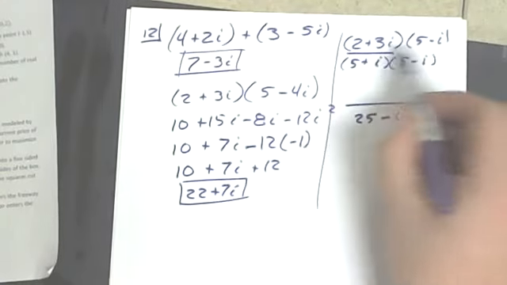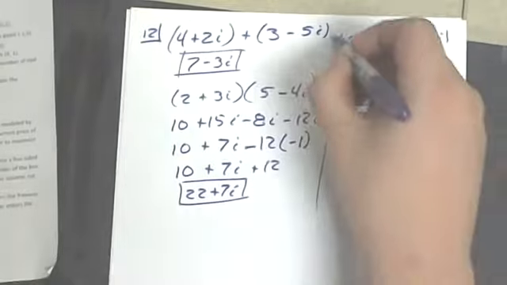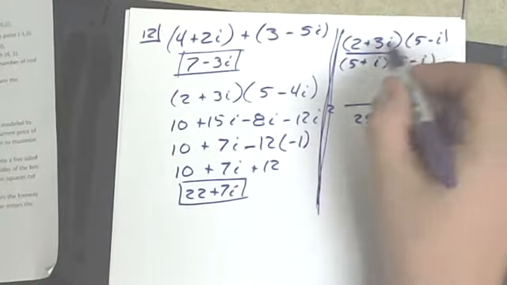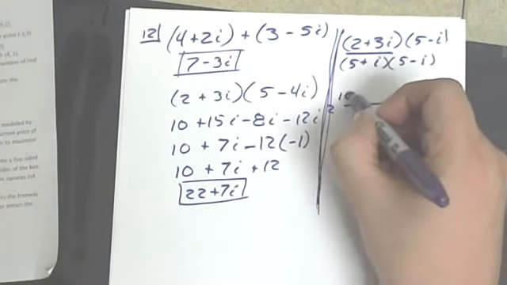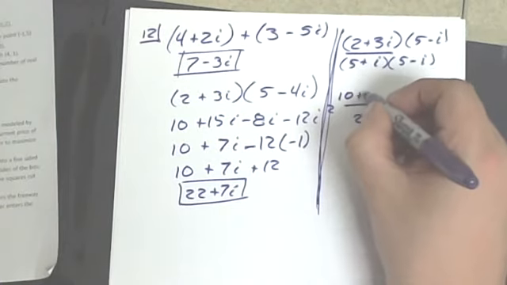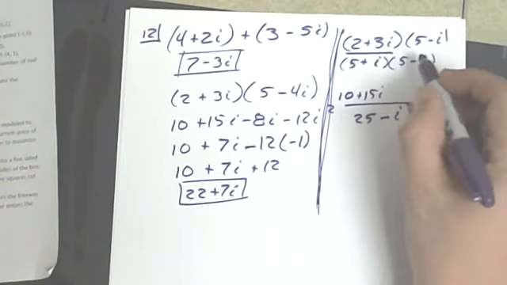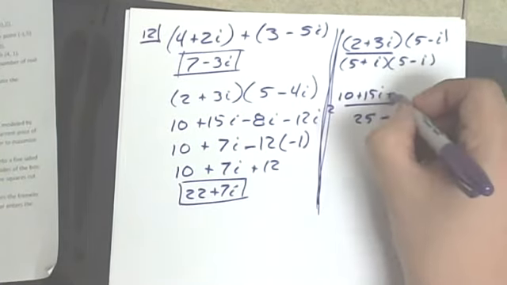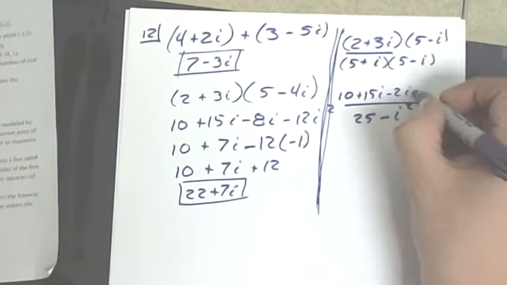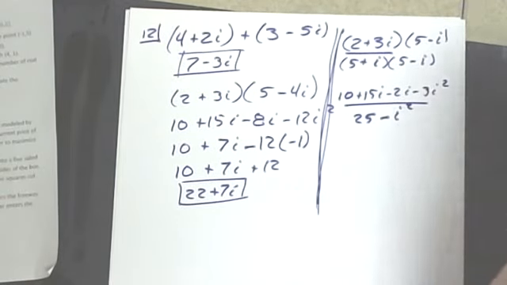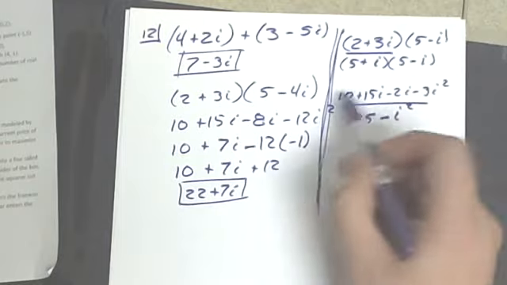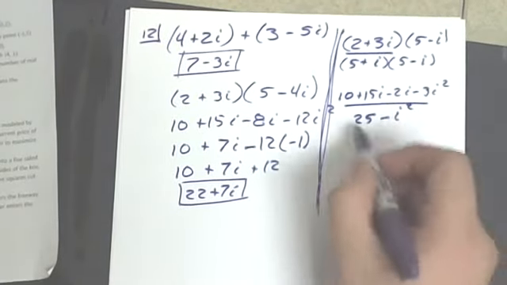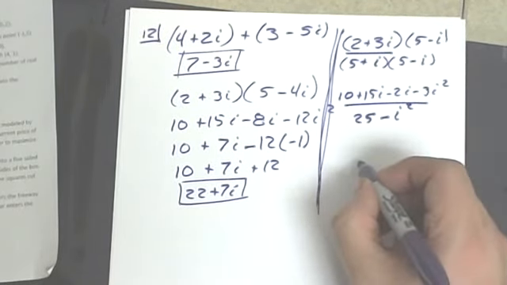We have to FOIL out this whole numerator here. This is a separate problem from those. So we still will get 10 plus 15i minus 2i minus 3i squared. So we'll still have to simplify all that, but you'll see this denominator in a moment.